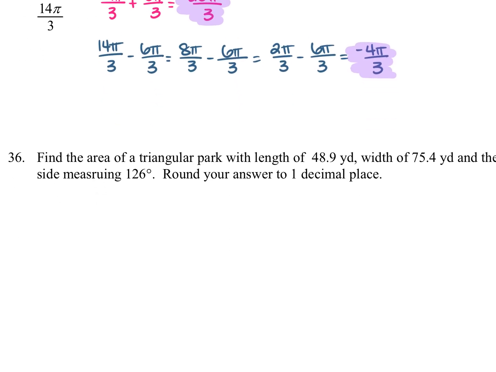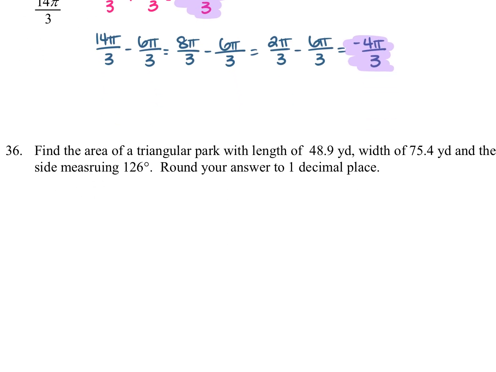For your next one, you're finding the area of the triangular park with a length of 48.9 yards, width of 75.4 yards, and the angle containing the 2 side measures of 126 degrees. You're rounding your answer to 1 decimal place. So this one, you have 2 sides and an angle, so you're going to use the formula for the area. By the way, this is number 74 from your review.